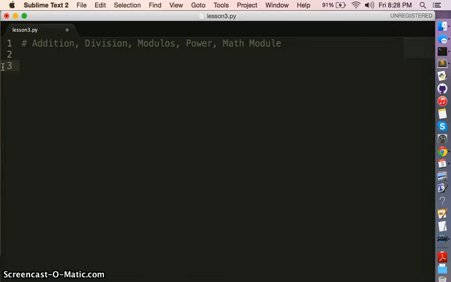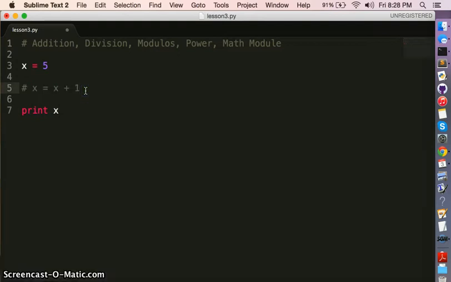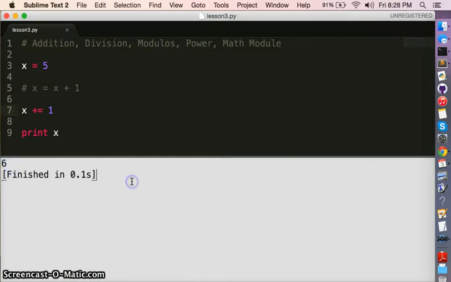Now, let's say I have the variable x equals 5. If I wanted to add 1 to that variable, I can do x equals x plus 1, right? If I print out x, then it's great, it's 6. However, there's a shorthand way to add to a variable. You do x plus equals 1. This is the same thing as saying x is equal to x plus 1. So I get 6, just as expected.